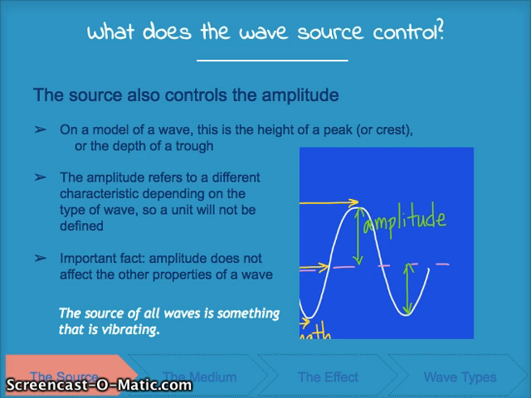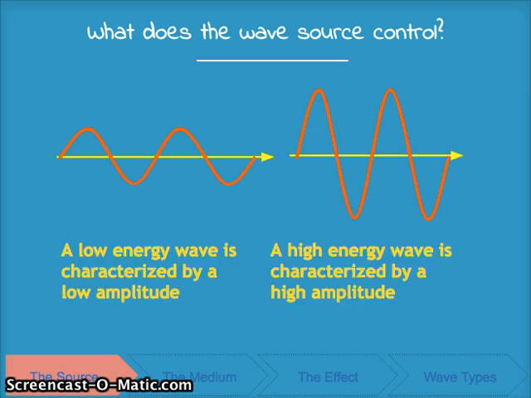It all comes back, though, to the source of the waves having to do with something that vibrates. Always keep that in mind. Again, the source controls the frequency and the amplitude. If you create a wave that has a low amplitude, that again is going to be associated with a low amount of energy, and a high energy wave is going to have a high amplitude. And that's regardless of whether it's a sound wave, a light wave, or an ocean wave.